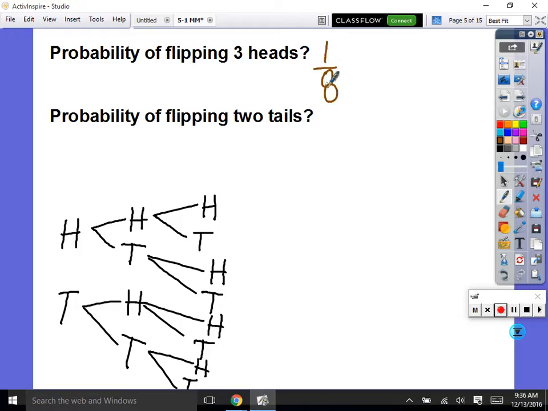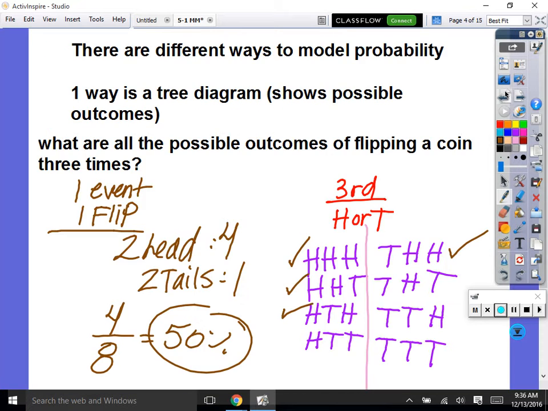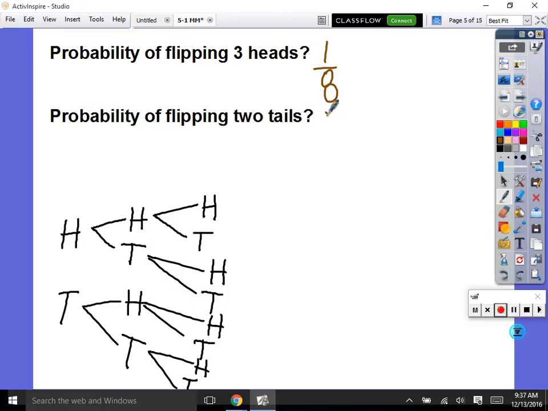Okay, now what's the probability of flipping 2 tails only? How many times did that happen? 2 tails only. 1, 2, 3. Do I see it anywhere else? Is there only 3? 3 out of 8. Perfect. So the probability of flipping 2 tails only was 3 out of 8.